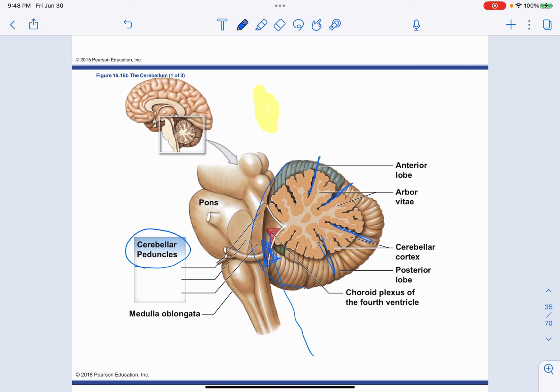I wanted to point out the fourth ventricle. The fourth ventricle is encased in the cerebellar tissue. So note that in the cerebellum, as in the case with the cerebrum, the gray matter or the nuclei, the cells that are making decisions, are superficial. This is gray matter right here, is superficial. And the white matter right here is deep.